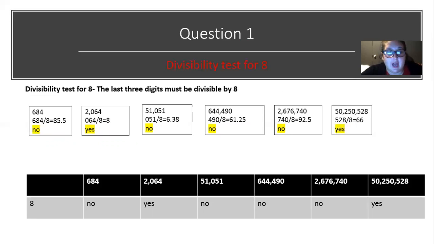But say we look at this fourth problem, we've got 644,490. So we're going to take it apart, and we're just going to look at the last 3 digits, the 490, and we're going to see if that's divisible by 8. And it's not, because it also gives us a decimal. So we've got 2 answers in here that are going to be yes, and that's going to be 2,064 and 50,250,528.